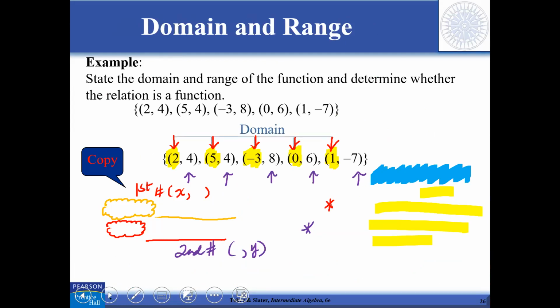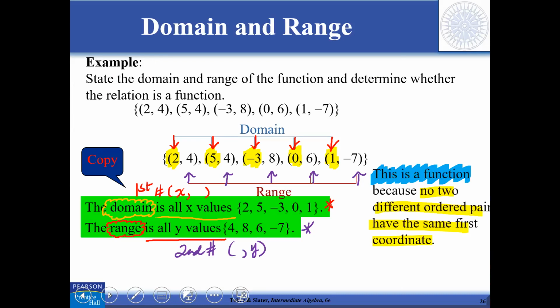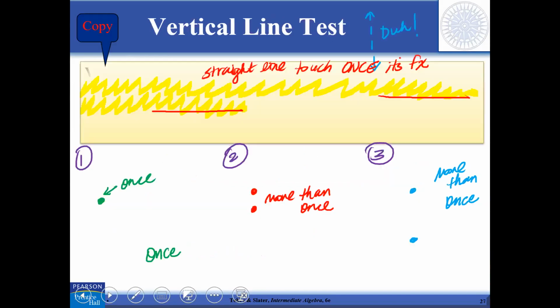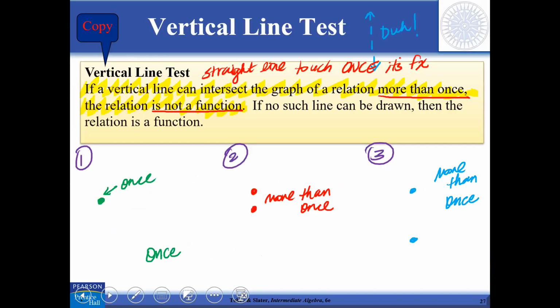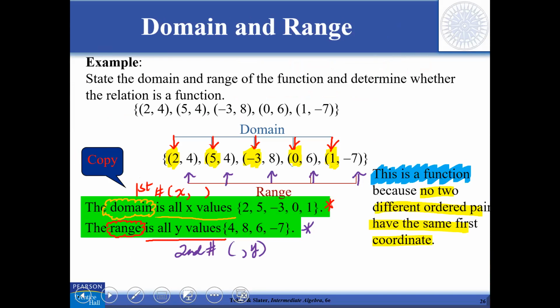Let's go ahead and take a look at this set of points. Look at the domain, which are highlighted in yellow. Do any of them repeat? And no, because it's 2, 5, negative 3, 0, 1. The range are all the values of 4, 4, 8, 6, and negative 7. The range is also known as the y value. And here you see the range repeats, but I really don't care about the range because the only thing that matters to me is the domain. So this is a function because no two different x values are the same.